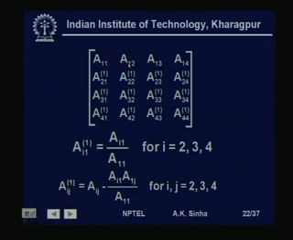And A i j, these elements will become A i j, what was this, minus A i 1 into A 1 j divided by A 1 1. That is, we have this element which is i equal to 2 in this case. So, A 2 1 into A 1 2, A 2 1 into A 1 2 divided by A 1 1. This will be this element and so on, this element and this element, all this processing can be done.